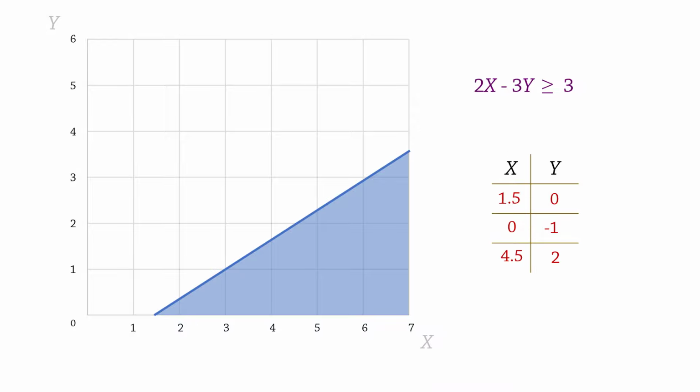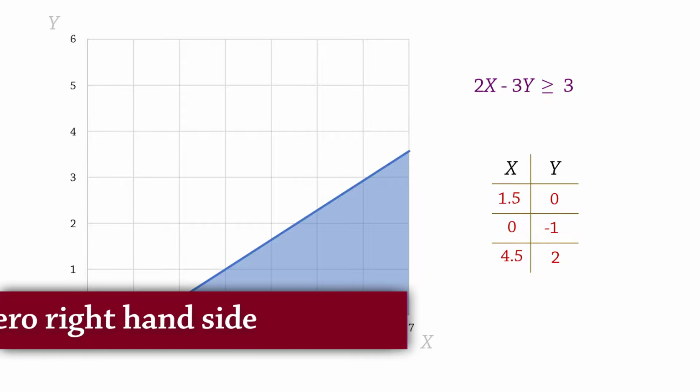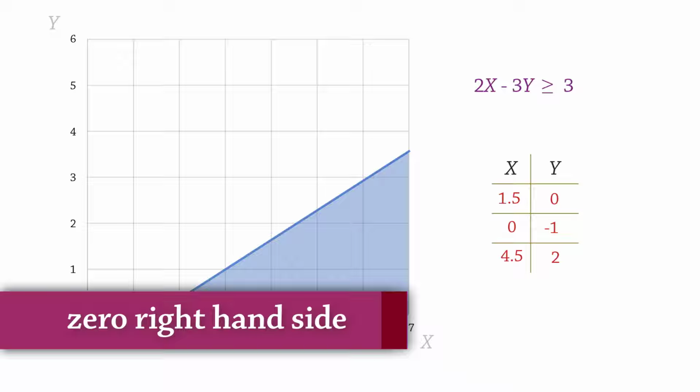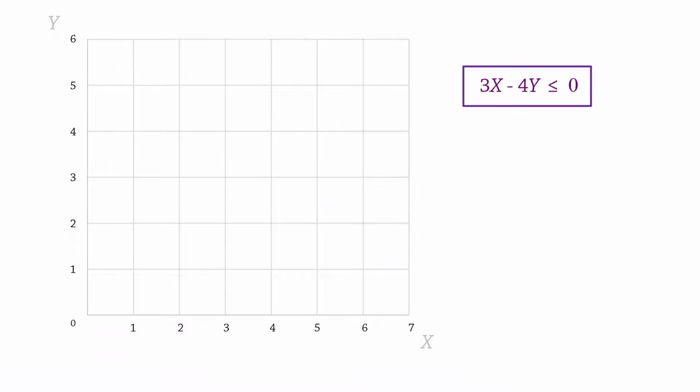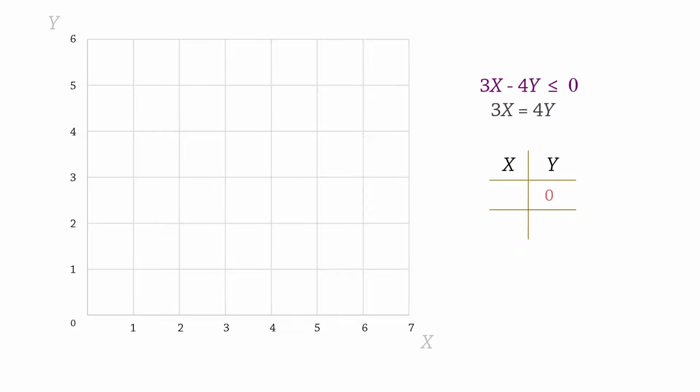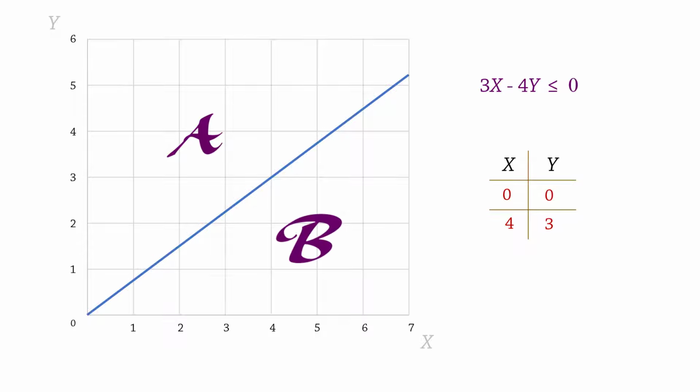Other important types of constraints to consider are those with zero right-hand sides. For example, 3x minus 4y less than or equal to 0. This constraint line can be written as 3x equals 4y. So when y equals 0, x equals 0. That is, the line passes through the origin. For a second point, we can conveniently choose y equals 3, so that 3x equals 12 and x equals 4. Here is the line. So which region satisfies this constraint, A or B?